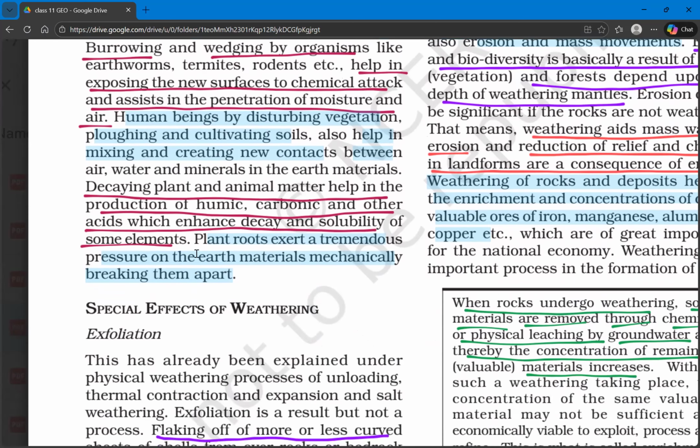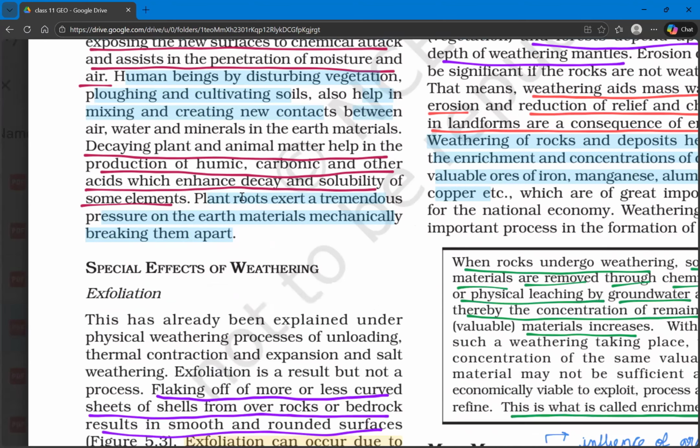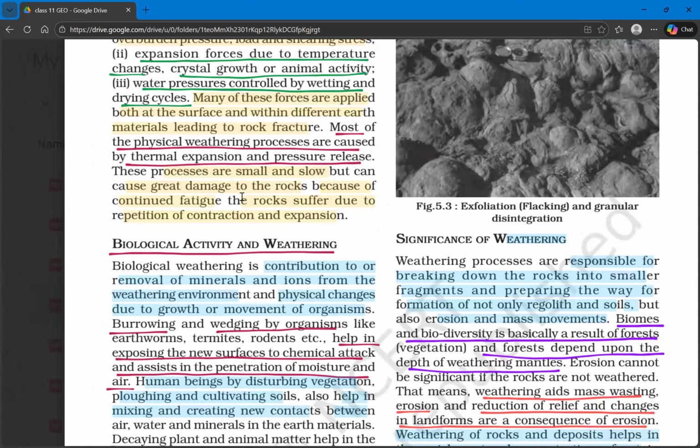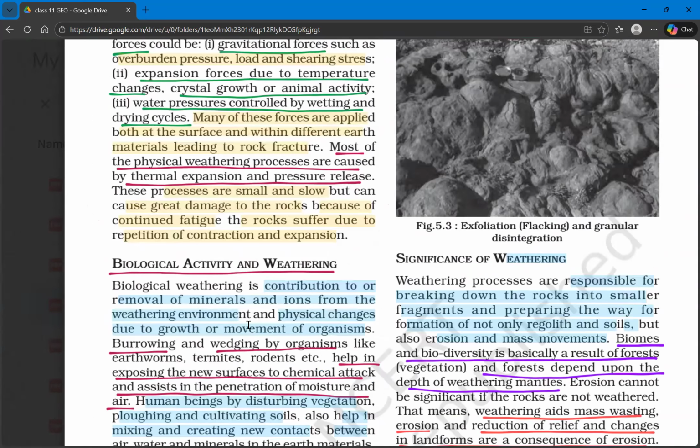And also, plant roots exert a tremendous pressure on the earth materials, mechanically breaking them apart. So, under biological activity, the actions by plants, animals, and also humans play a major role and contribute to the weathering of rocks. So these are all the categories under weathering, that is chemical weathering, physical weathering, and biological activity.